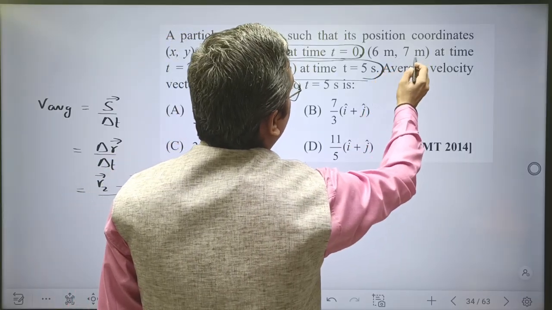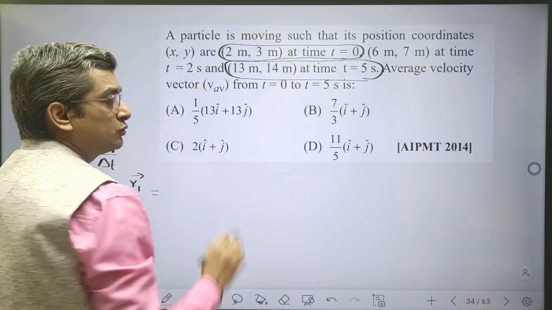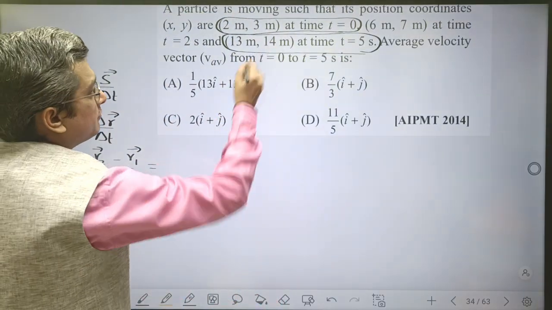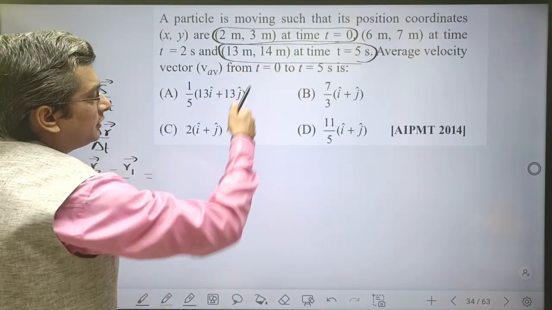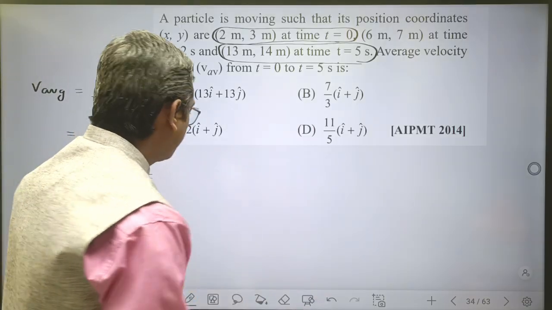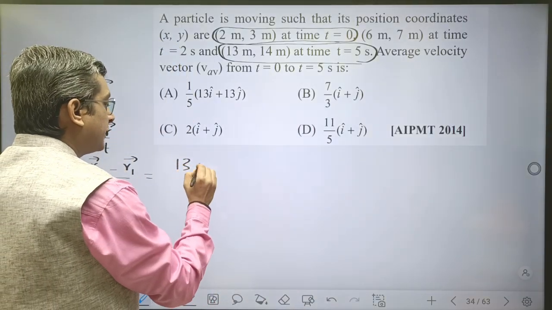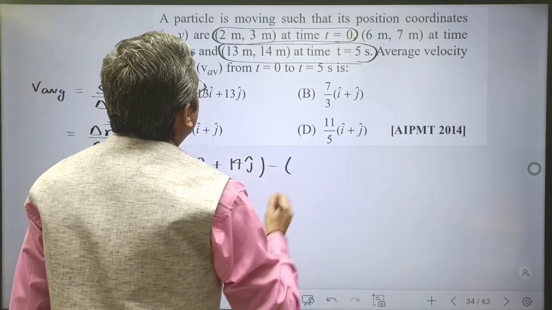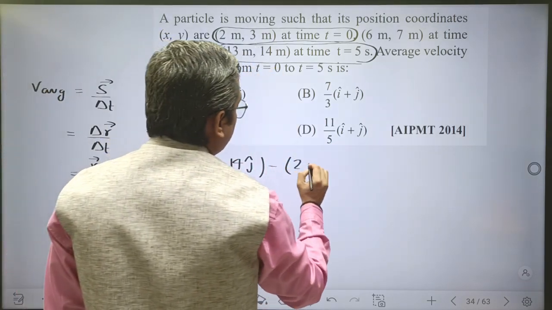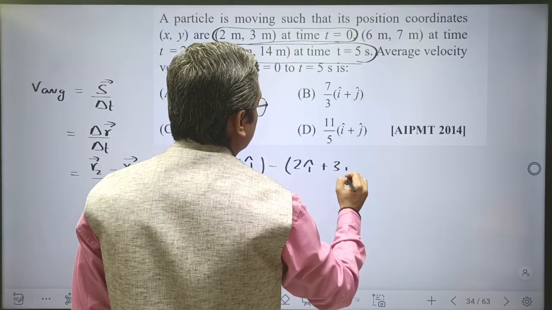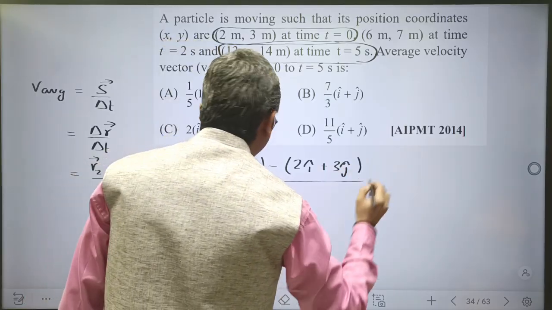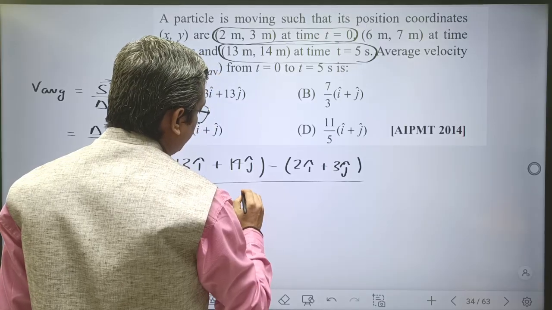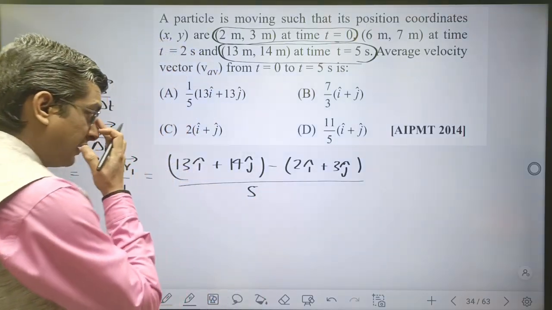This intermediate position, 6 meter, 7 meter at time t equal to 2 second, has no significance at all. So the final position, I must write, is 13 meter. So 13 meter means this is the x coordinate, so this can be written in vector form as 13 i cap plus 14 j cap, minus 2 i cap plus 3 j cap, divided by the time interval between the two, which is t2 minus t1, that is 5 second minus 0, that is 5 second.